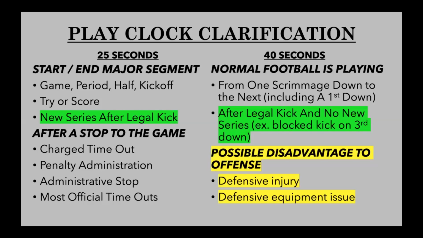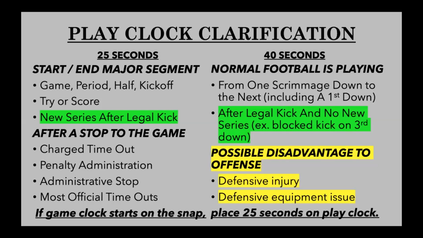This clarification takes care of that. When that situation happens, we're going to put the clock at 40 seconds and start the clock at that point. It's to prevent the disadvantage that could happen to the offense. One caveat to that, though. If the game clock is going to start on the snap and these things happen, place 25 seconds on the play clock.